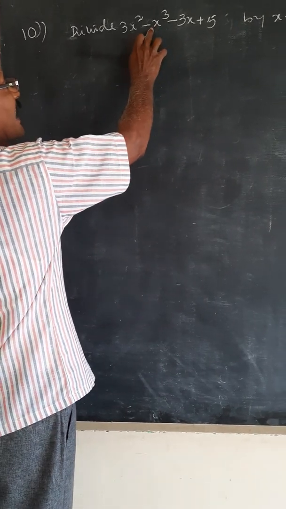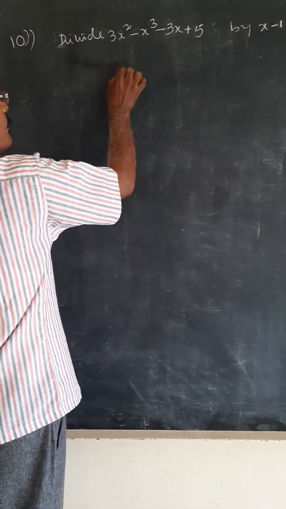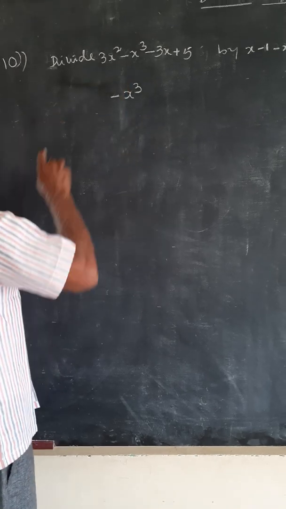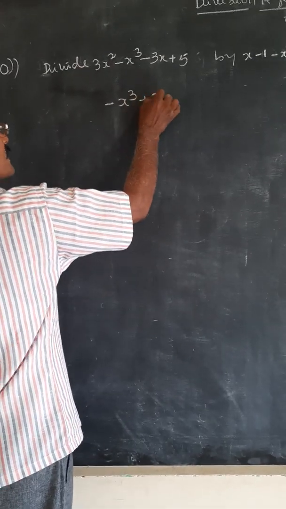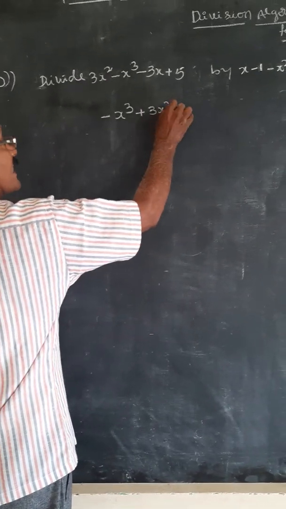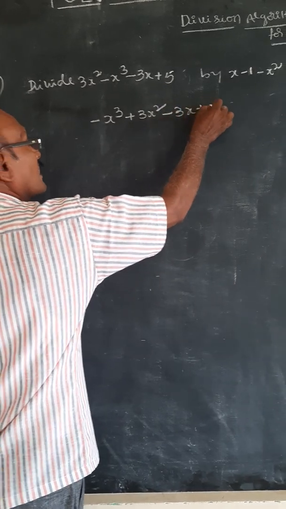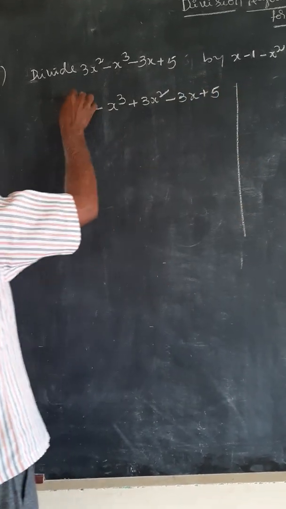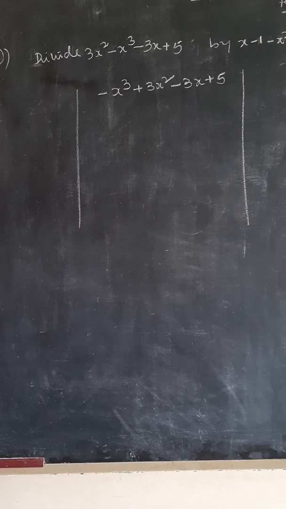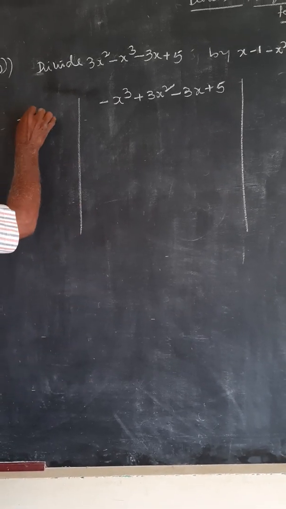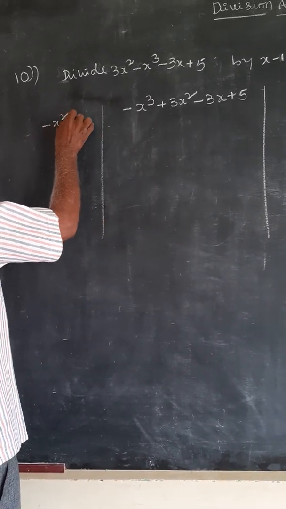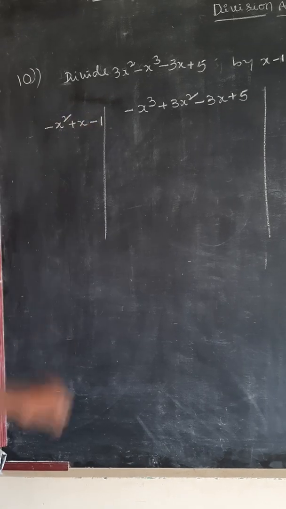First, the dividend: highest power term minus x cube, next plus 3x square, next minus 3x plus 5. Divide it with the divisor. What is the highest power? Minus x square, next plus x minus 1.